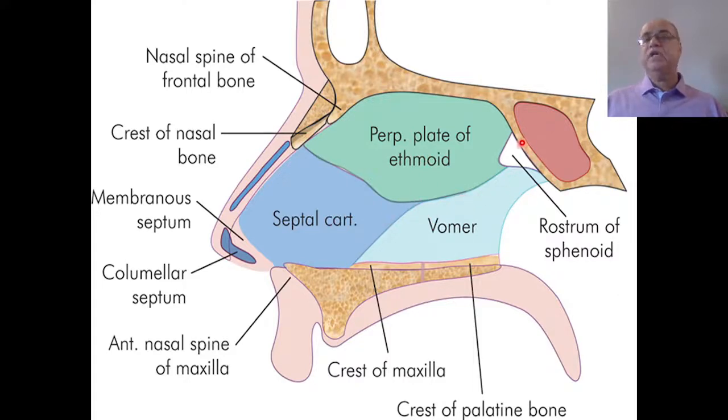Minor contributions are from the rostrum of the sphenoid bone posteriorly. Along the floor, posteriorly is the crest of the palatine bone, anteriorly is the crest of the maxilla, then the anterior nasal spine of the maxilla, on which the inferior border of the septal cartilage is placed. Superiorly, minor contributions are from the crest of the nasal bone and the nasal spine of the frontal bone. So this is what we know as the nasal septum.